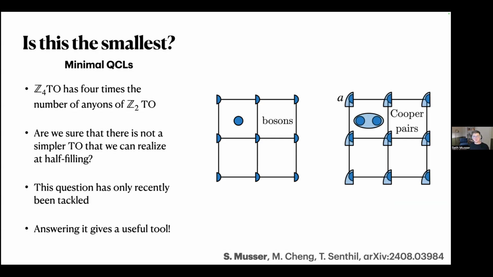Senthil, of course, wanted to know, is this the smallest? Because Z4 gauge theory, Z4 topological order, is quite large. There's 16 total anyons: all four powers of the E particle and the M particle and all of their respective multiples. He asked, are we sure that there's not a simpler topological order that we can get for fermions at half filling?